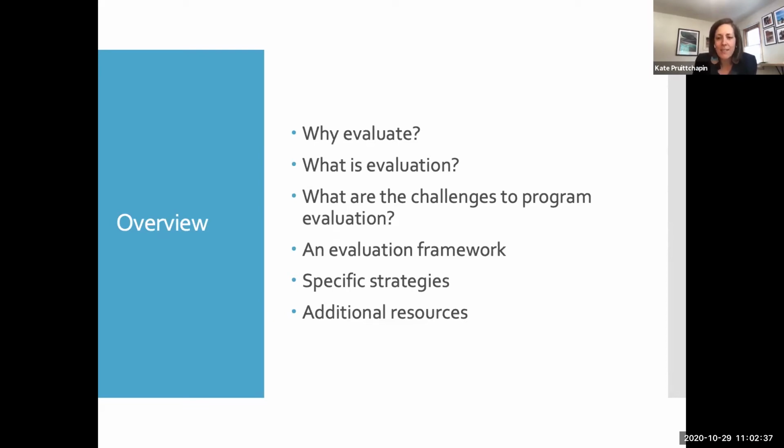So the plan for this hour is to provide you with some background information about conducting program evaluation. The title of this presentation is Evaluation for Everyday Use. My hope is that you walk away excited about the process and the product of evaluation, but that you also walk away with some really easy to use, easy to access evaluation tools in your tool belt.